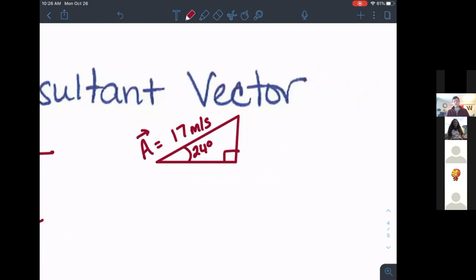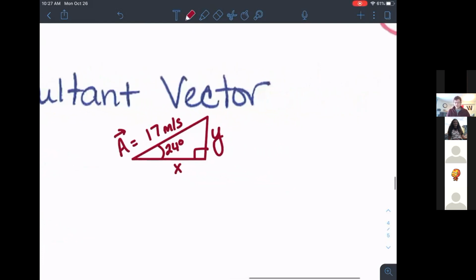So where's my x component? On the bottom. Where's my y component? Going vertical. Going vertical, perfect. How do I find my x here?